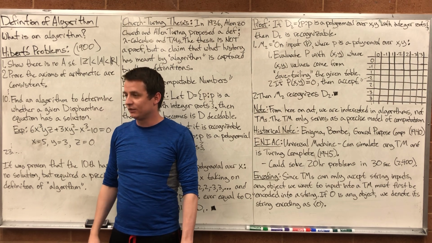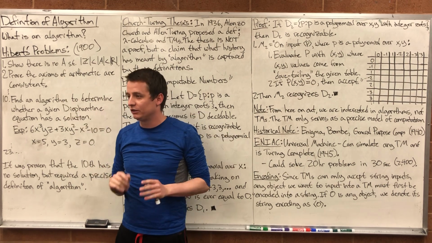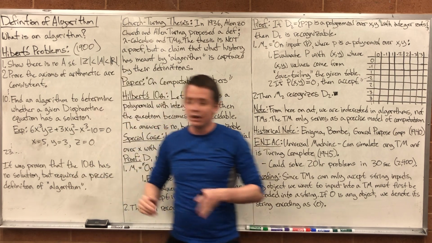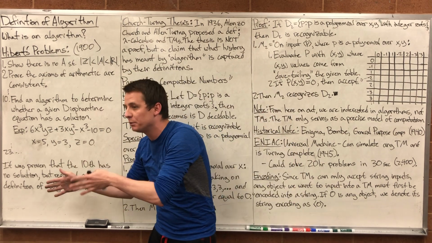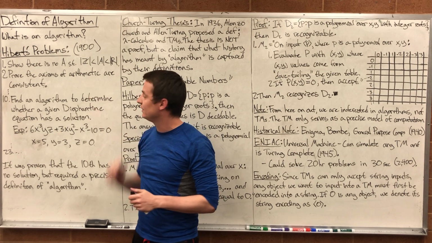The axioms of arithmetic are consistent. It means that you can't prove some contradiction from the axioms of arithmetic. I can't prove 5 plus 5 is equal to 10 and 5 plus 5 is equal to 11. That would be an inconsistent system.